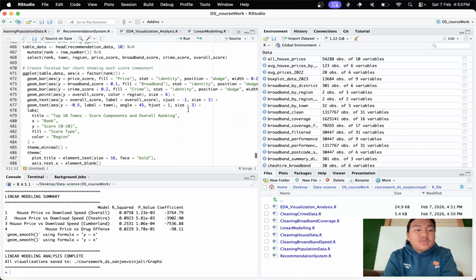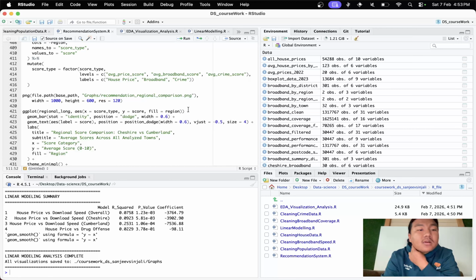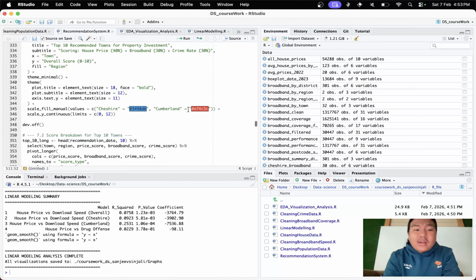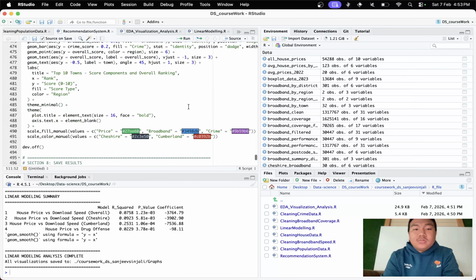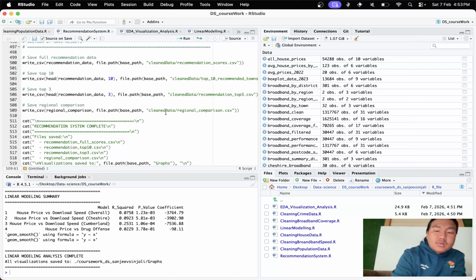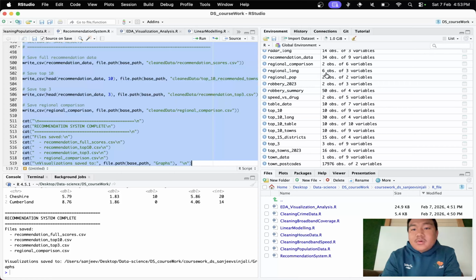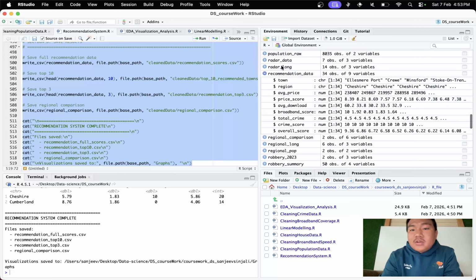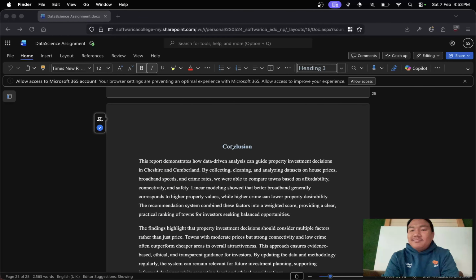Finally, in the recommendation system, I scored and ranked towns based on house prices, broadband connectivity, and crime rates using weighted criteria. This approach offers actionable suggestions for choosing towns that are safe, affordable, and well connected. This is the code for the recommendation system. I'll run it, and yeah, these are the recommended towns, these regions, average price, and so on. Thank you.